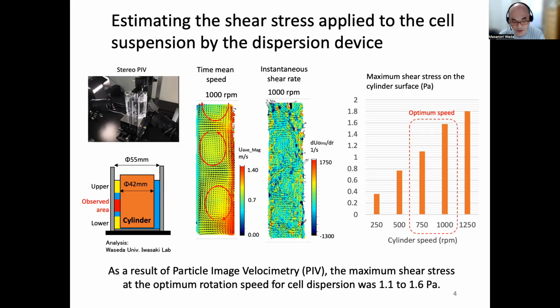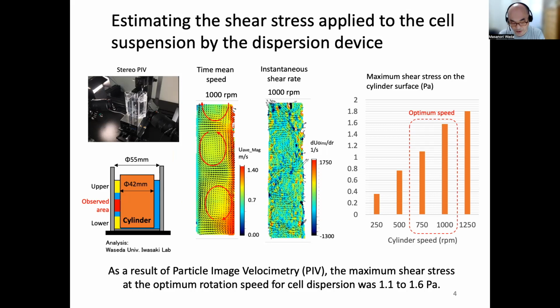The liquid flow of the cell dispersion device was visualized by PIV, and the shear stress applied to the cell suspension was calculated by image analysis. Using a benchtop scale cell dispersion device, a typical Taylor vortex flow was observed at a cylinder speed from 250 to 1,250 RPM. At 750 to 1,000 RPM, which was optimal for dispersing cell aggregates, the calculated maximum shear stress was 1.1 to 1.6 Pascal.